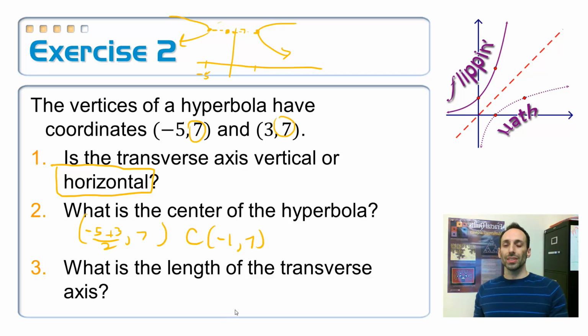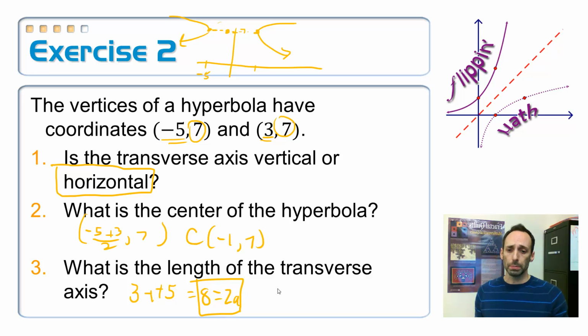And then finally, what is the length of the transverse axis? The only thing that's changing on my transverse axis is this -5 to 3. What's the distance between those? Well, we just subtract them. We go 3 minus a -5. That's equal to 8. And remember, transverse has the a in it, so that's equal to 2a. If I wanted to, I could divide by 2 and I could get my a value being 4.